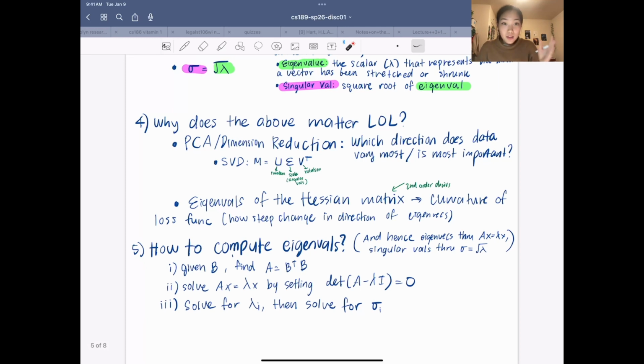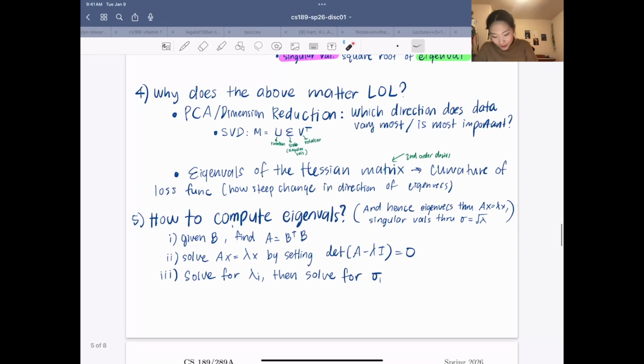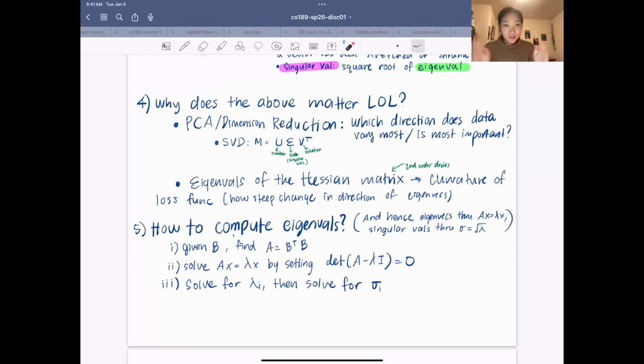Okay, and so the last important thing is how do we actually compute eigenvalues? Here is the generic step-by-step formula for how to compute eigenvalues.